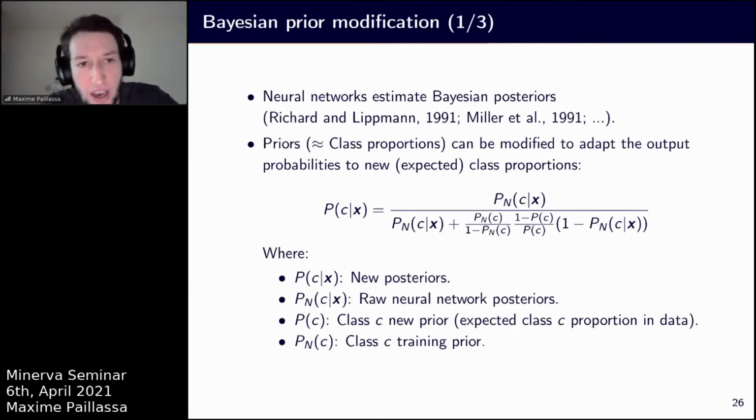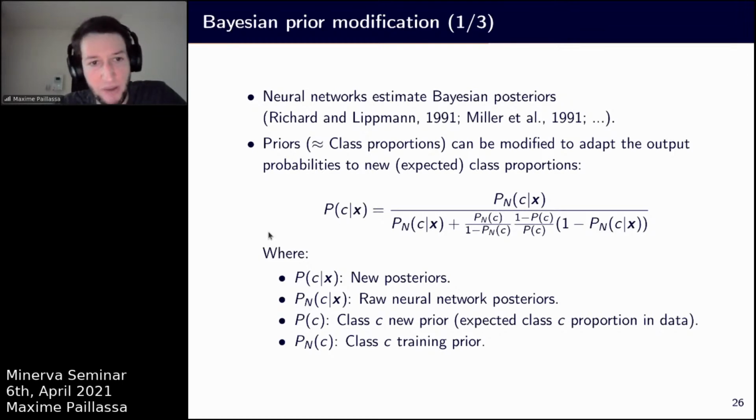And doing so, we can adapt the prior, which is the expected class proportion in the data, because one point that we can mention is that, in terms of class proportions, our training data are unrealistic. We don't have that many satellite trails in images or that many cosmic rays in images. And so we want to target new class proportions when we use it for inference. So thanks to this Bayesian posterior interpretation, we can modify the priors of the probabilities of the network.